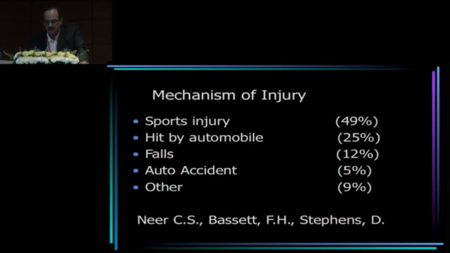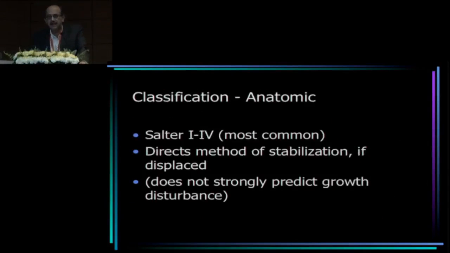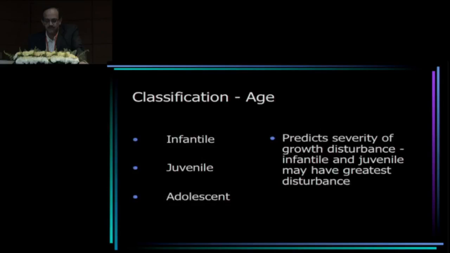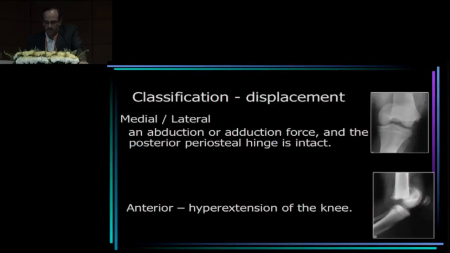Right? These are the mechanisms of injury. The classification is usually the Salter-Harris. It helps you in giving a guideline to treatment. By age, it could be put into an infantile group, a juvenile group, and an adolescent group. It's important to know this because if there is a growth disturbance, that is the number of years you're going to end up with shortening.